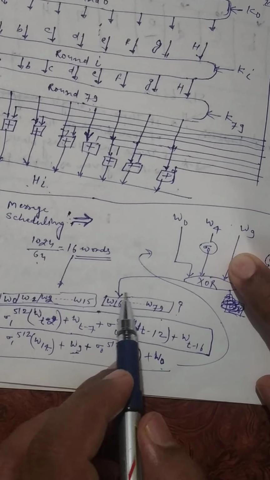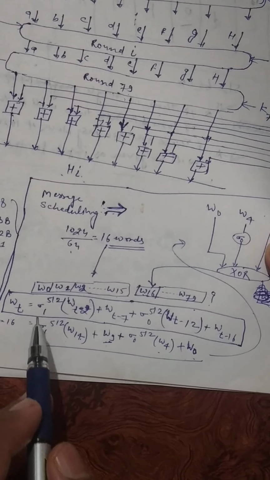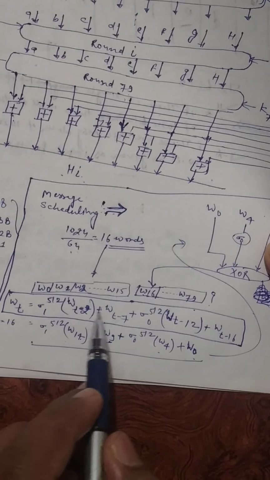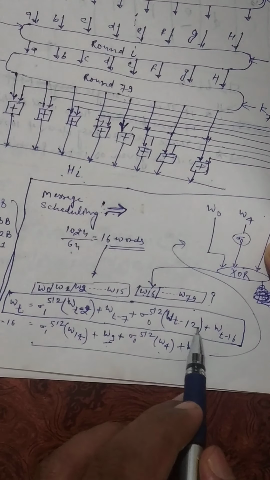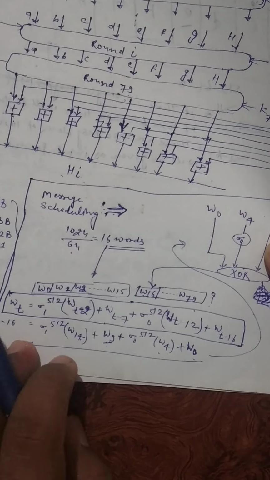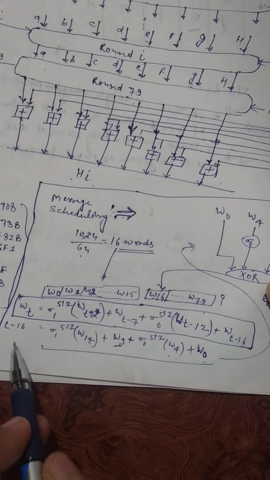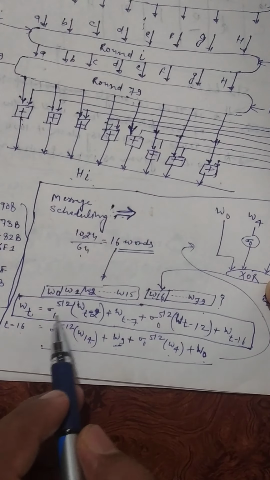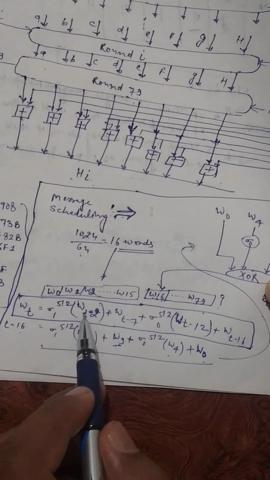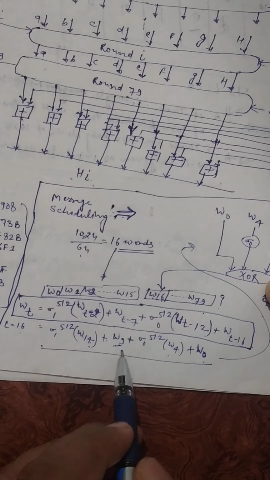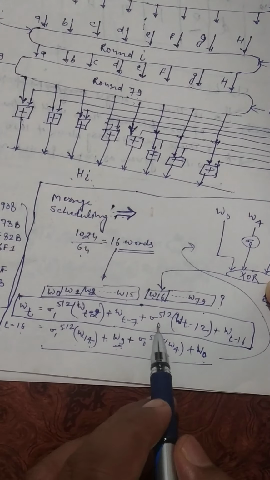How do we generate these? One formula is given here: Wt = sigma1-512(Wt-2) + Wt-7 + sigma0-512(Wt-15) + Wt-16. Suppose we have generated 15 words and now want the value for W16, so t equals 16. Calculate sigma1-512 of W16 minus 2, which is W14, plus W16 minus 7, which is W9, plus sigma0-512 of W4, plus W16 minus 16, which is W0. So this is how it has been calculated.